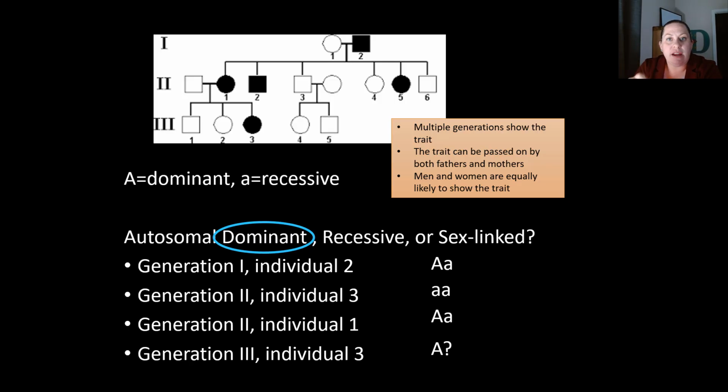One thing when we look at dominant pedigrees: multiple generations show the trait. See how all 3 generations show that they have the trait. The trait can be passed on by both fathers and mothers, and men and women are equally likely to show the trait. There's an equal chance. It's not sex dependent. So this one was dominant.